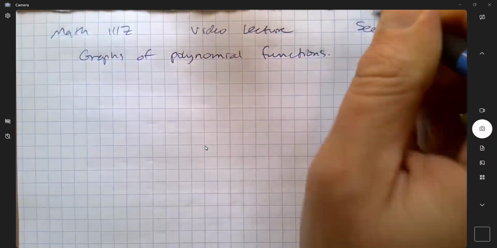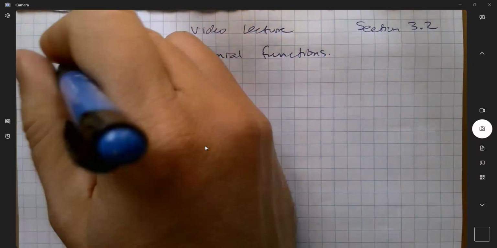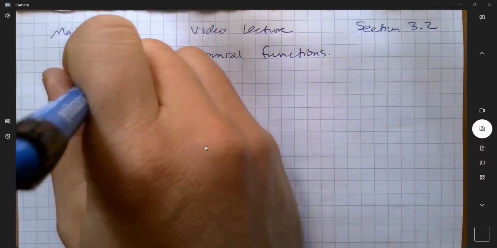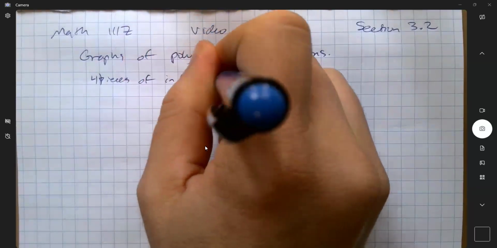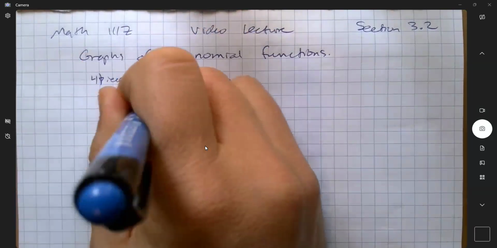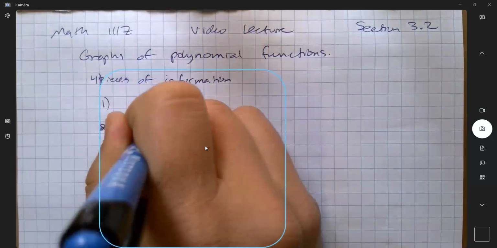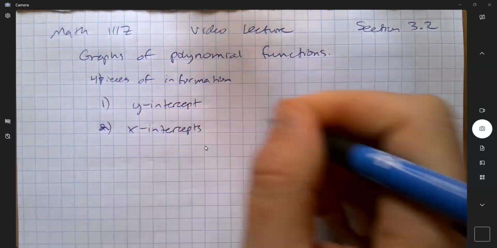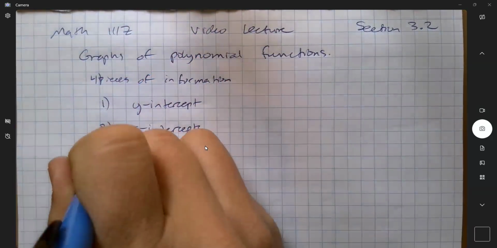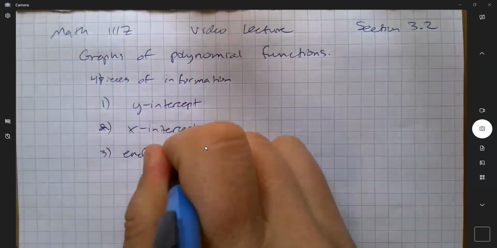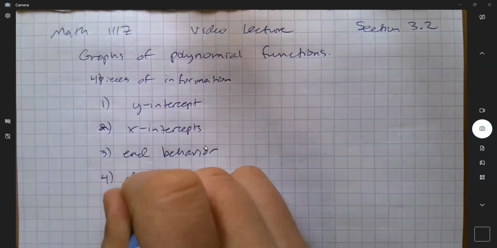In fact, we really covered everything already in the previous section, because if you want to graph a polynomial function, you want 4 pieces of information. You want the y-intercept, the x-intercepts, assuming there are. Most polynomial functions will have them, but not all of them. You want the end behavior, and then you want to double check the turning points.